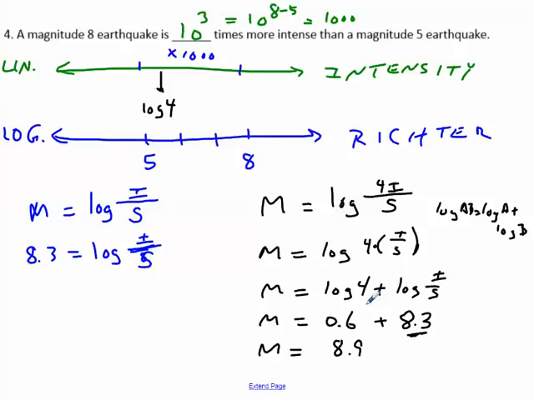So let's take a look at another example of Richter scales. What happens if I want to compare magnitudes? Let's say one earthquake has magnitude 9.1, and another earthquake has magnitude 7.9. How many times more intense is the 9.1 versus the 7.9 on the Richter scale? Well, if we take a look at our definition, magnitude equals log of the intensity over S.